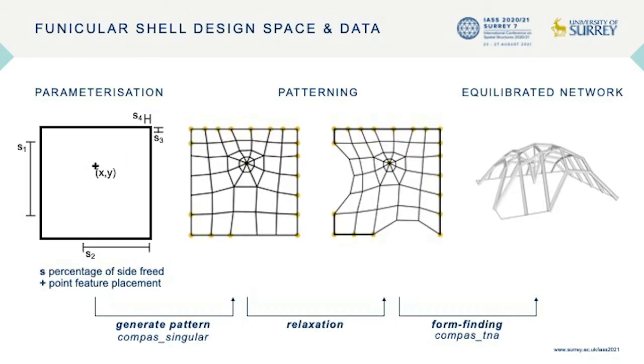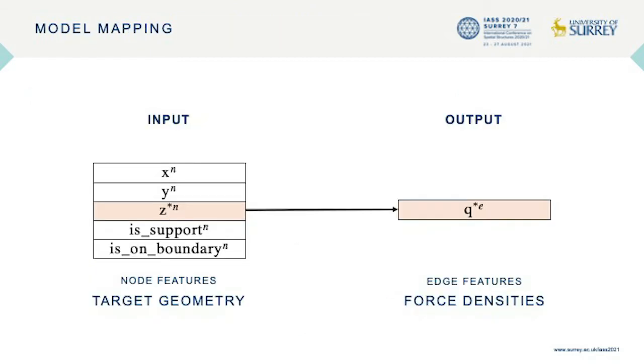A simple trans-topological design space was constructed to create the dataset needed to build the paper's models, consisting of patterns generated with a Python library called CompAS Singular within a square-shaped boundary featuring random placement of point features. Each side may have a percentage of the nodes left unsupported, creating designs with variable support conditions. The patterns are relaxed before they are form-found using force network analysis.